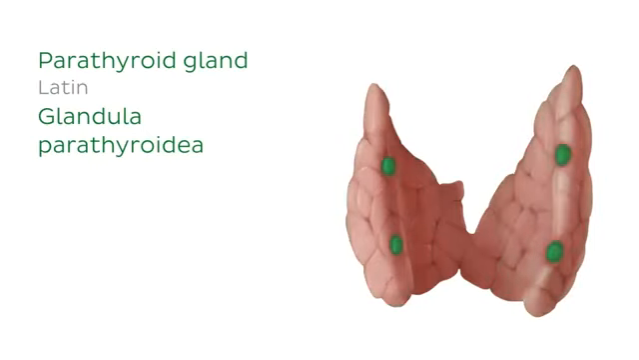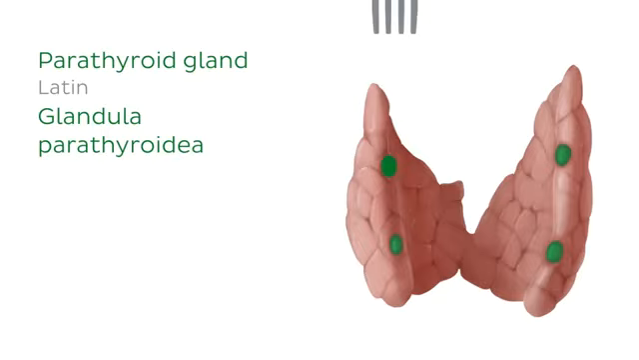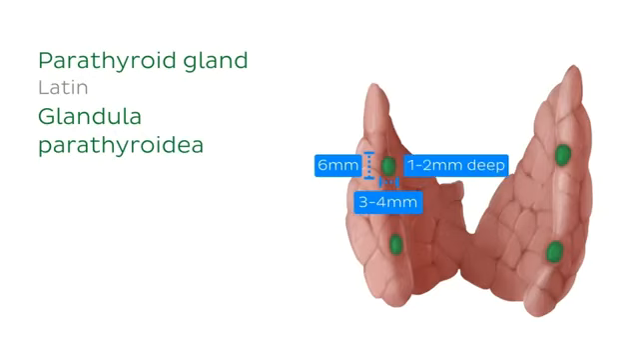Usually there are 4 parathyroid glands in total, 2 on the posterior aspect of each lobe of the thyroid gland. Each parathyroid gland is about the size and shape of a pea at roughly 6 mm long, 3 to 4 mm wide, 1 to 2 mm deep, and weighing on average 50 to 60 milligrams.